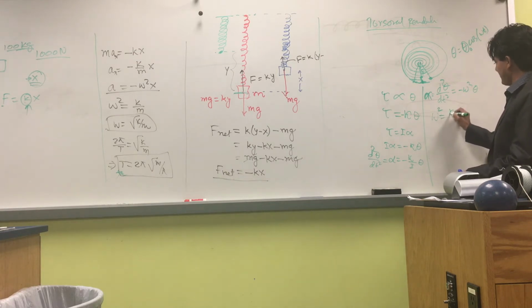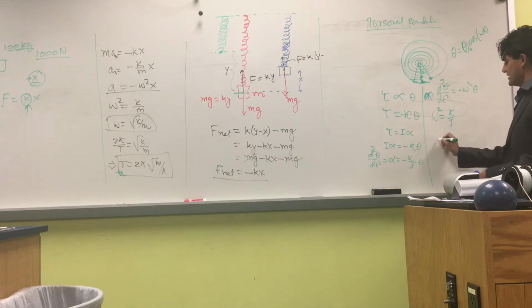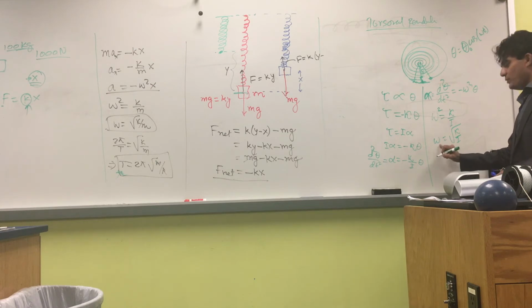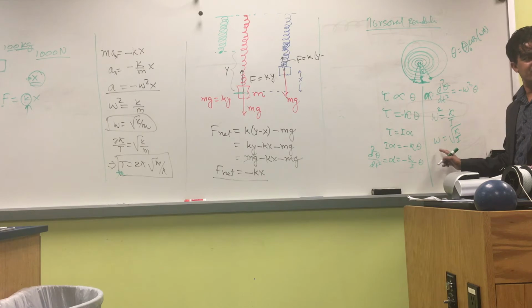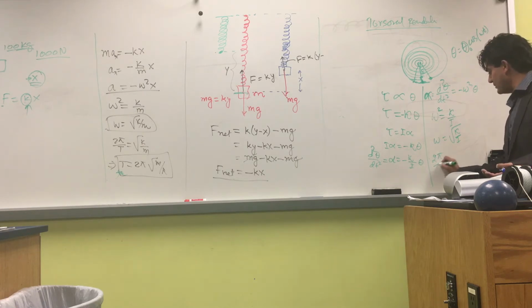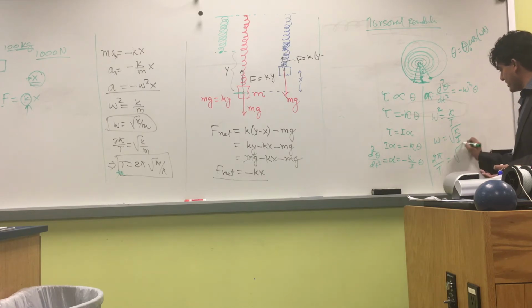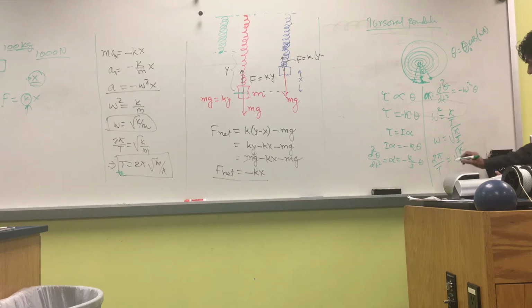square equals kappa over moment of inertia, or omega equals the square root of kappa over moment of inertia. So which implies omega is what? Omega is 2 pi by T, isn't it? So this will be 2 pi over T equals the square root of kappa over I. So this implies your time period is 2 pi square root of I over kappa.